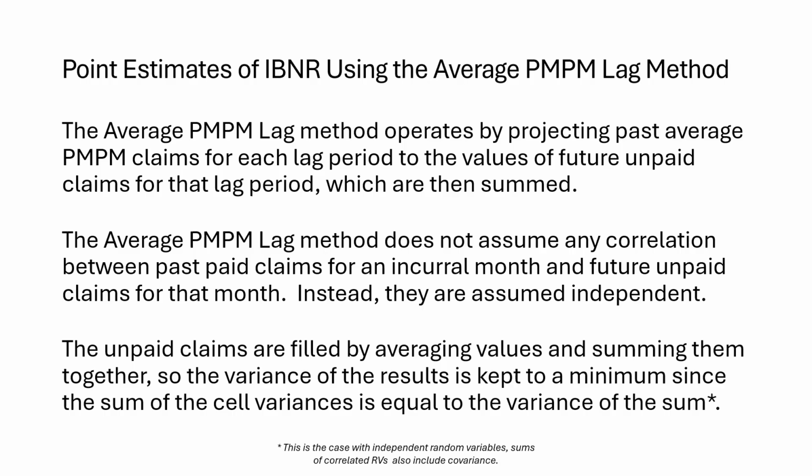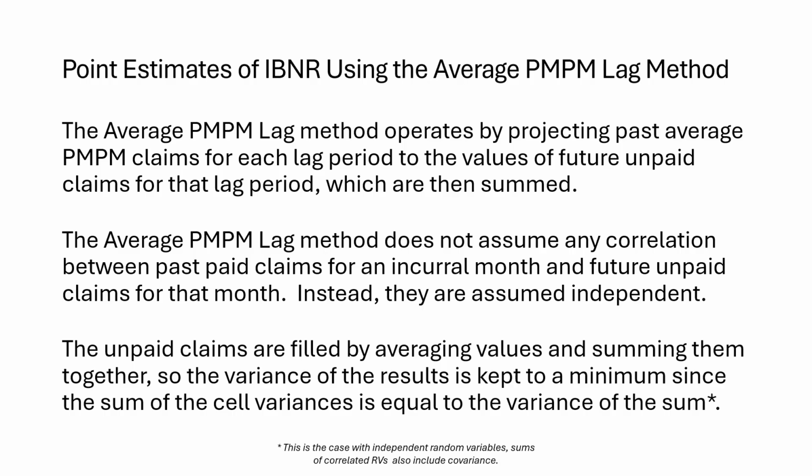The average PMPM lag method operates by projecting past average PMPM claims for each lag period to the values of future unpaid claims for the respective lag periods, which are then summed. The average PMPM lag method does not assume a relationship between past paid claims for an incurral month and future unpaid claims for that month. Instead, they are assumed independent.